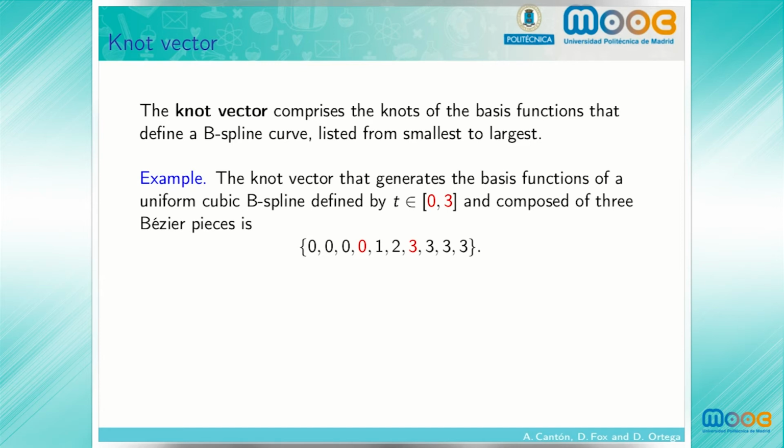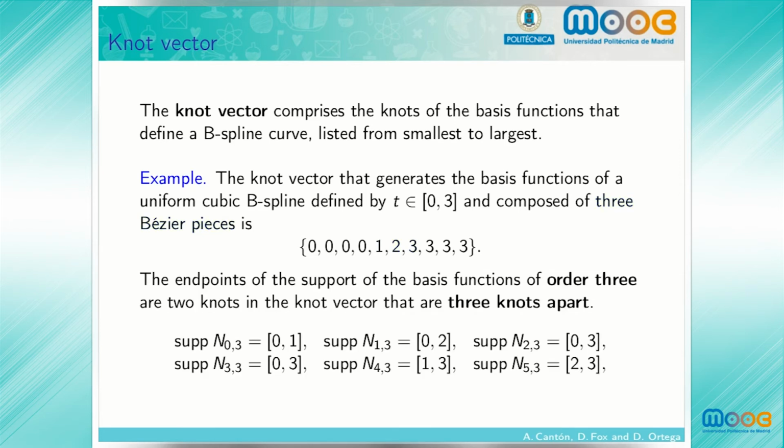The node vector comprises the nodes of the basis functions that define the B-spline curve, listed from smallest to largest. For example, the node vector that generates the basis functions of a uniform cubic B-spline defined by t between 0 and 3 and composed of 3 Bezier pieces is 0, 0, 0, 0, 1, 2, 3, 3, 3, 3. The first Bezier piece is defined in the interval 0, 1. The second Bezier piece is defined in the interval 1, 2. And the third Bezier piece is defined in the interval 2, 3.